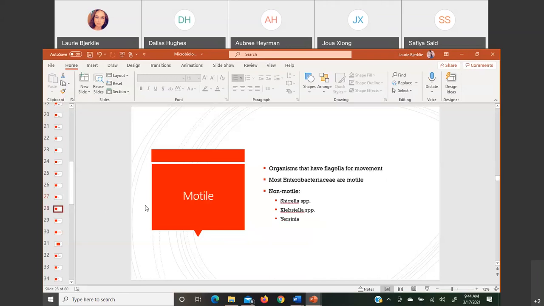Motility. Pretty much almost all of the Enterobacteriaceae group are motile. They have flagella, they can move around. There are three that are commonly non-motile. Shigella, it's a huge feature of Shigella to be non-motile. Klebsiella is non-motile, and Yersinia is non-motile at certain temperatures. That one gets a little funky, but most others can move and will have motility.